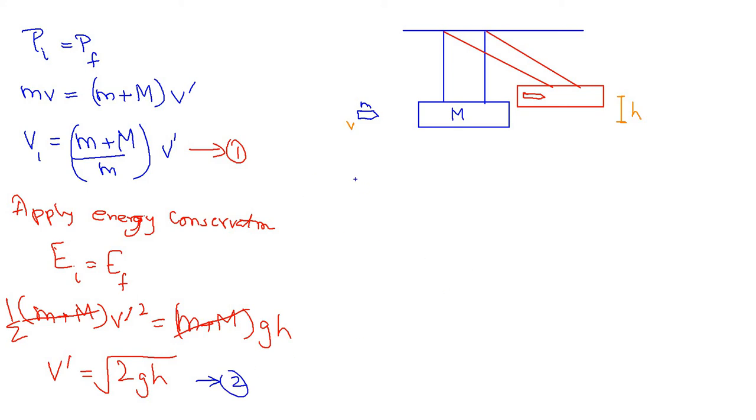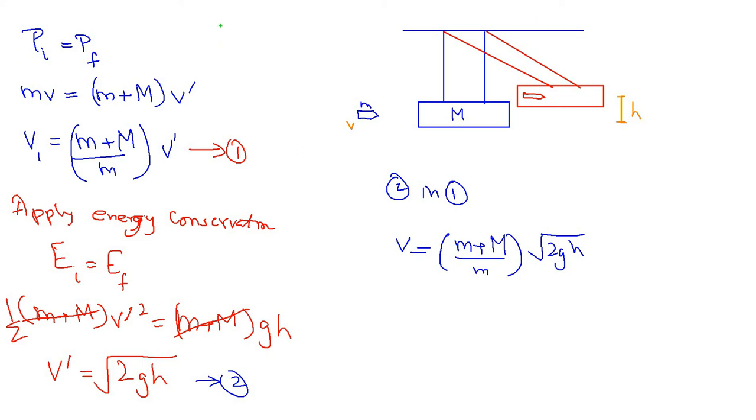Now what we can do is plug in this v prime, so plug 2 in 1. We get v. Did I call it v1? Okay, so it's just v. So v is equal to m plus capital M divided by m, times the square root of 2gh. Okay, so now let's bring in some numbers.